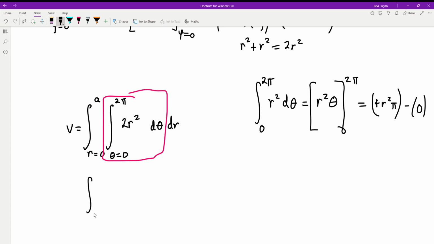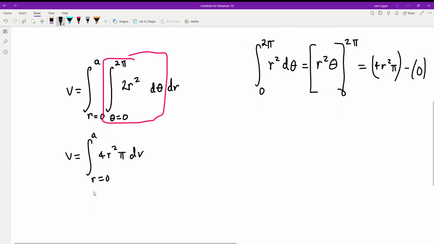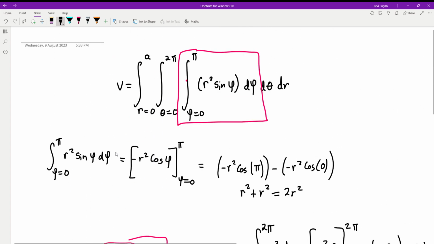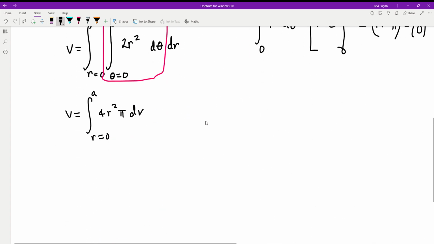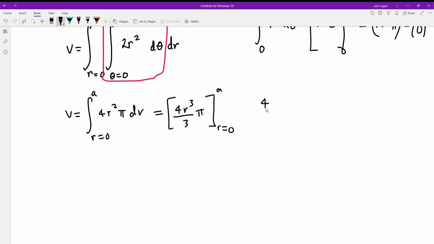So now all we're left with is the integral from 0 to a for r of 4 r squared pi dr. Now, you're probably thinking, why is this a volume integral? Well, this integral actually evaluates the volume of a sphere, because if you integrate this, you're going to get 4 pi r cubed over 3, evaluated from r equals 0 to a, where a represents the radius of the sphere. So the formula is 4 a cubed pi on 3.